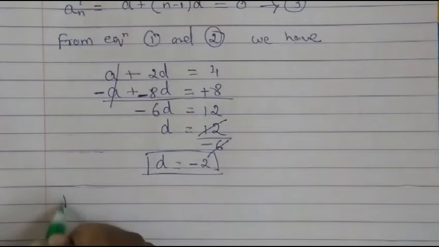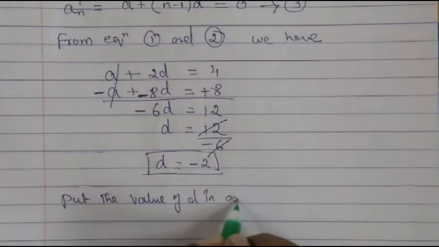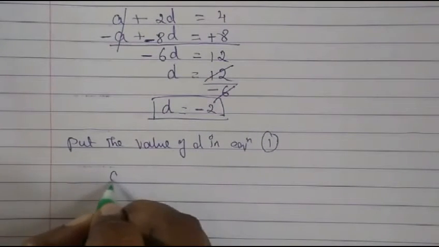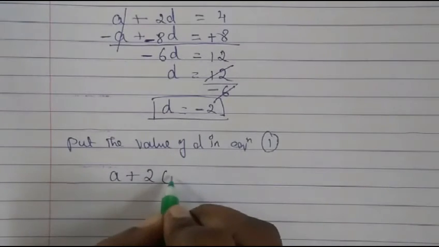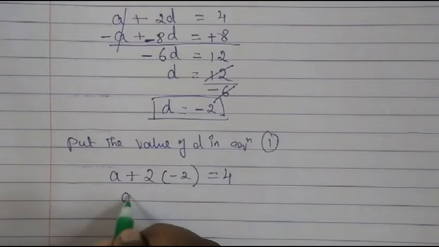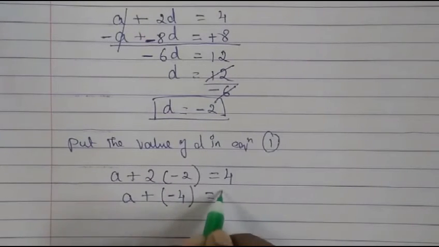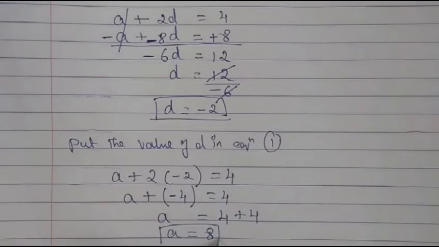So we have the D value, so put the value of D in equation 1. Equation 1 is what? That is A plus 2, the D value we have, so minus 2, which is equal to 4. So A plus 2 twos are 4, minus is there, minus. So A we keep here only, minus 4 will come to this side and become plus 4. So the A value is 8.